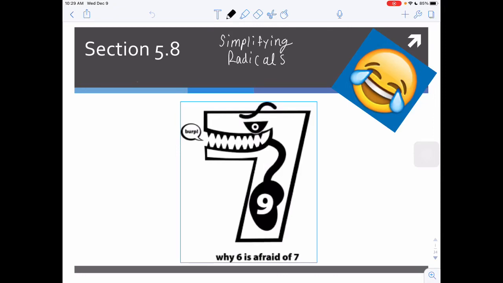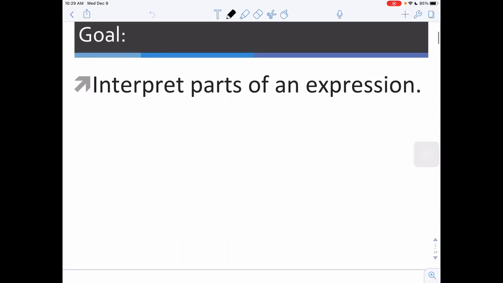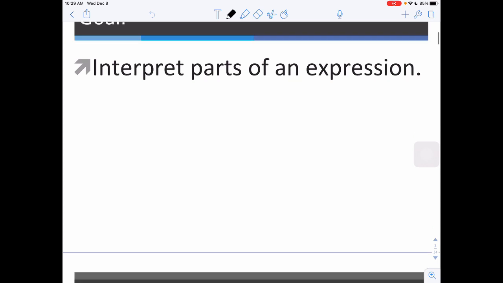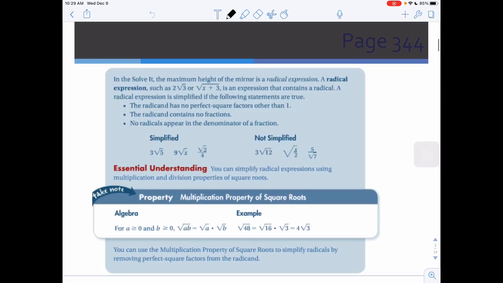Section 5.8 is simplifying radicals. Our goal is to interpret parts of an expression. On page 344, in the solve-it, the maximum height of the mirror is a radical expression. A radical expression such as 2 radical 3 or the square root of x plus 3 is an expression that contains a radical. A radical expression is simplified if the following statements are true.